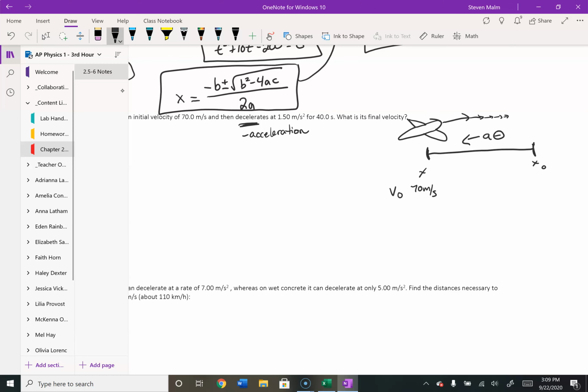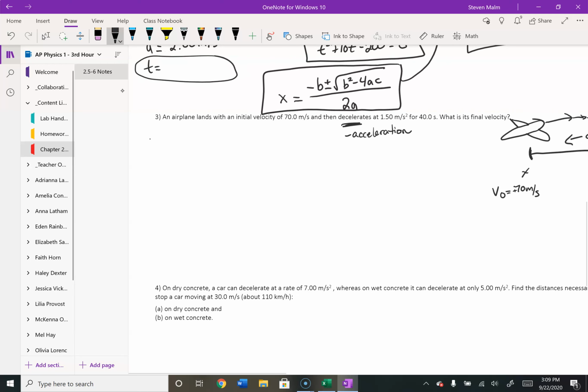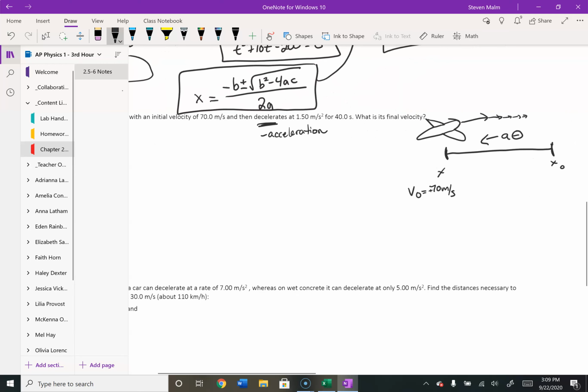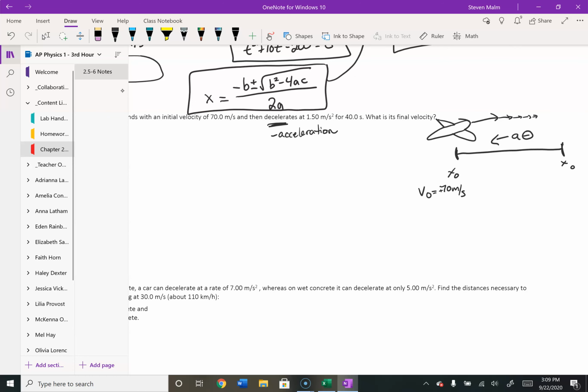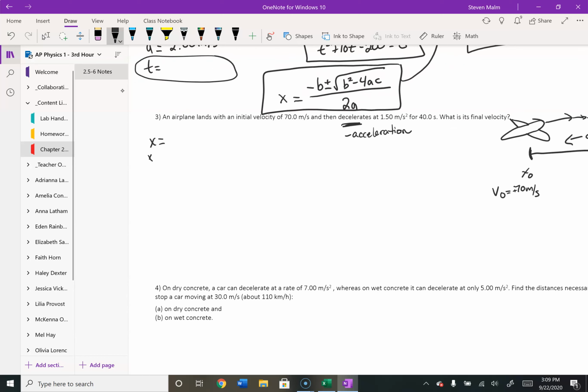V naught is going to be positive, and then what we're going to do is we're going to set it up. So, oops, you know what I did? This is supposed to say x, and this is supposed to say x naught. All right, so we're going to say x, x naught, v, v naught, a, and then t. Remember, those are 6 variables every time for these kinds of problems.